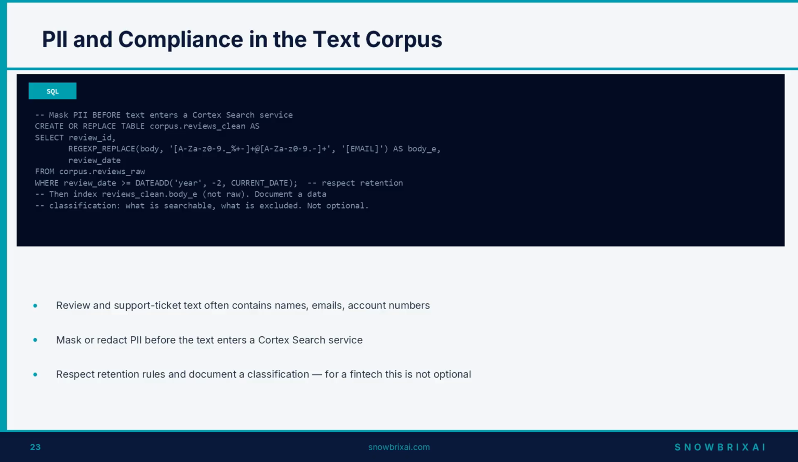Review and ticket text is full of names, emails, account numbers. So before any of it enters a Cortex search service, you mask it. Build a sanitized view, use regular expressions to strip the emails and the long digit runs, and keep only what is searchable. Respect retention too. Do not index text you are required to purge. Then point the search service at the sanitized view, never the raw table. For a fintech, this step is not optional.